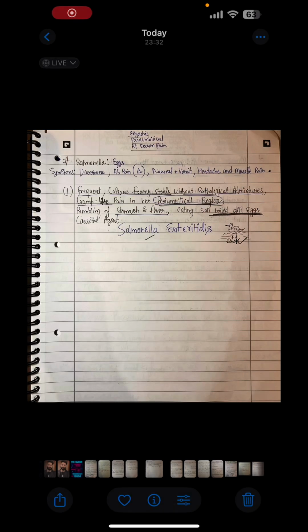Next is Salmonella, or Salmonellosis. I have written only eggs over there because the question is about eggs. This is an infection caused by bacteria of the genus Salmonella, resulting from contaminated food or water. So it is also the same route, the fecal-oral route.